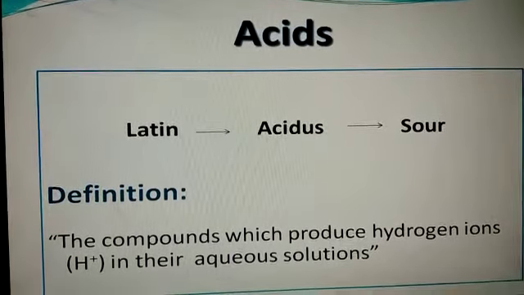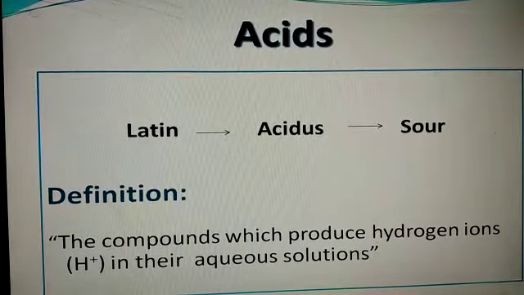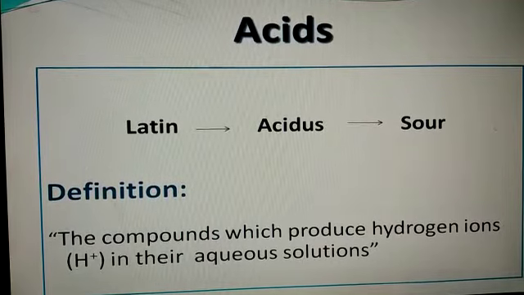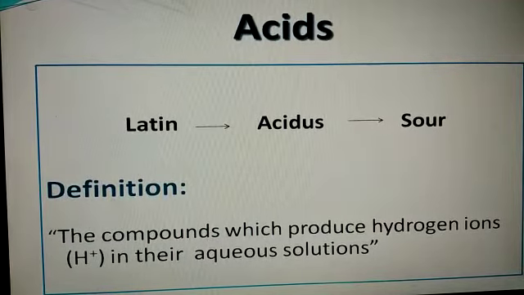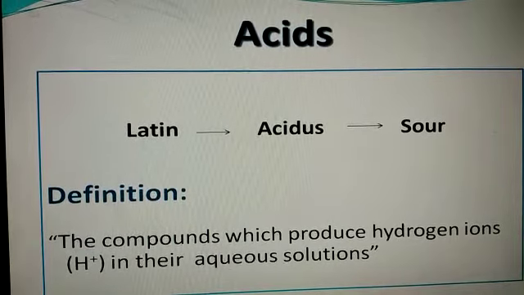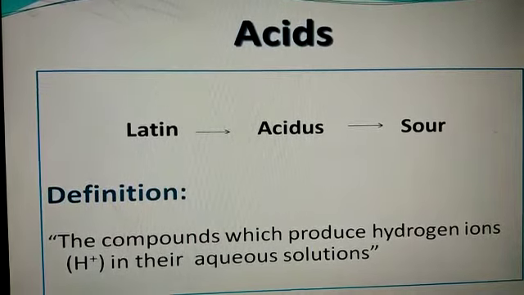are termed as acids. Aqueous solution means when the compounds are dissolved in water, the resulting solutions are known as aqueous solutions. Now a question arises: how do the compounds produce hydrogen ions? In order to get the answer to this question, let's look at an equation.